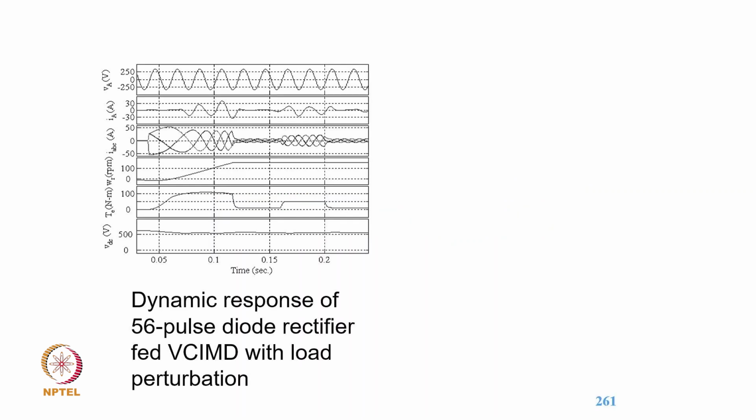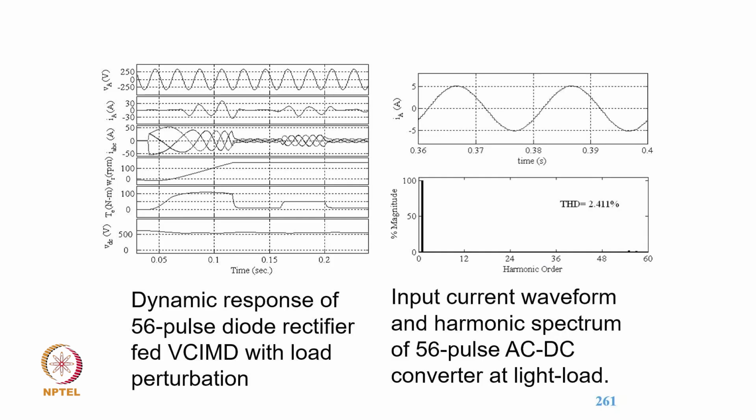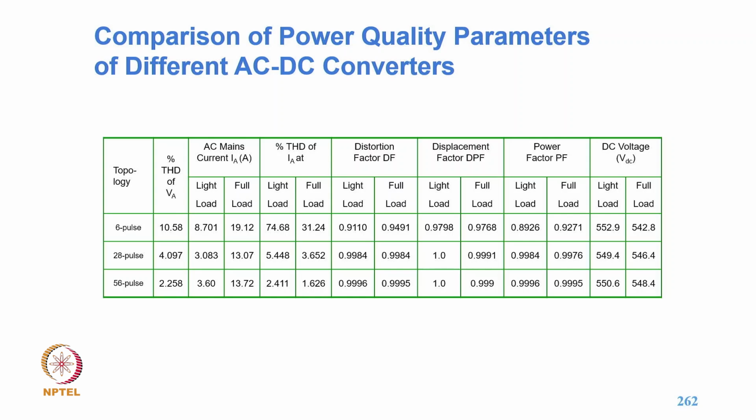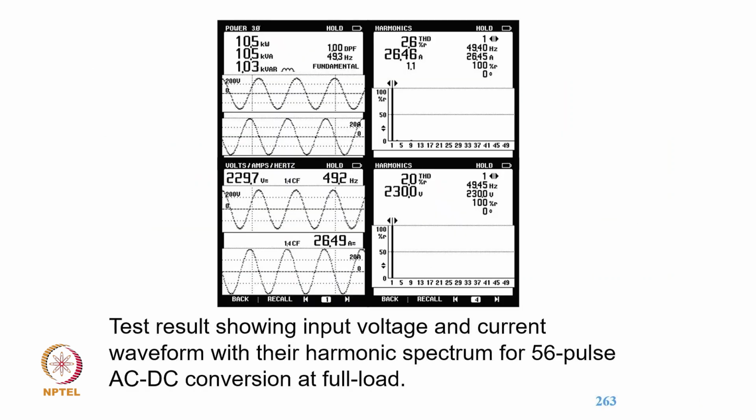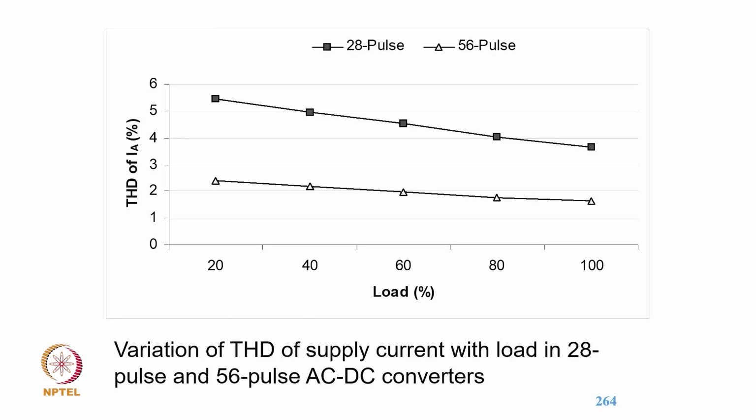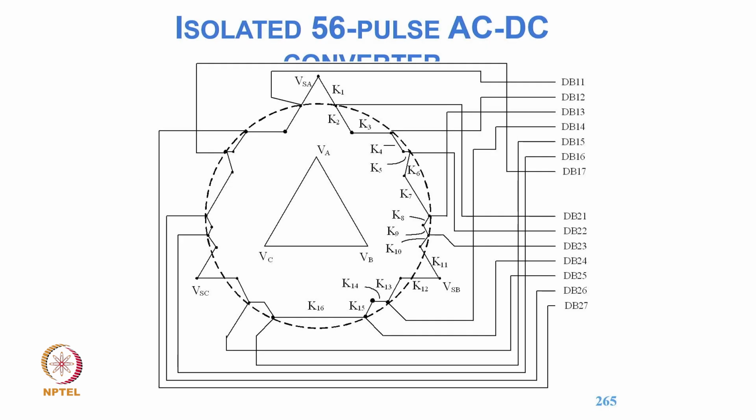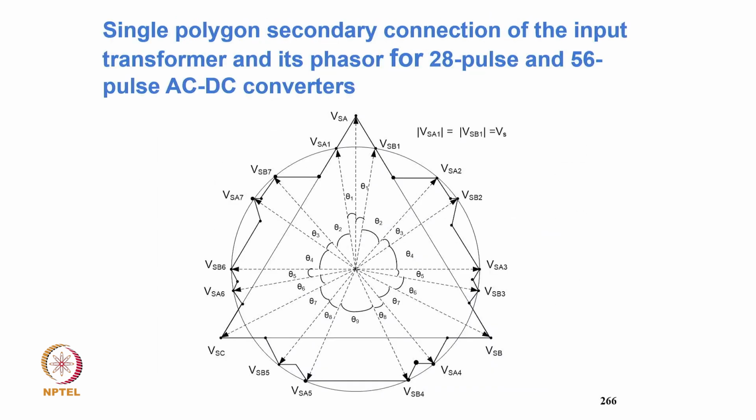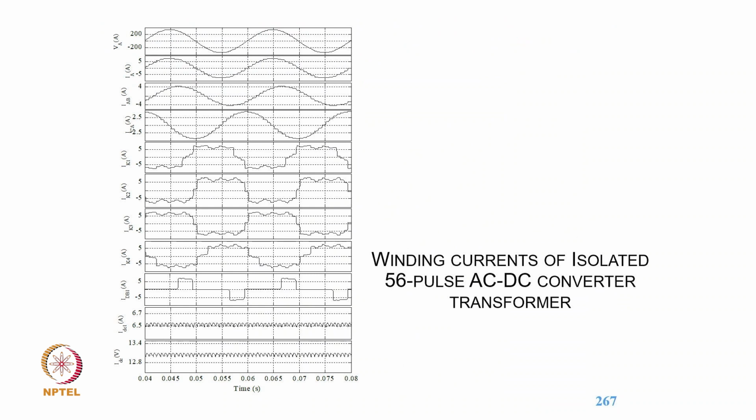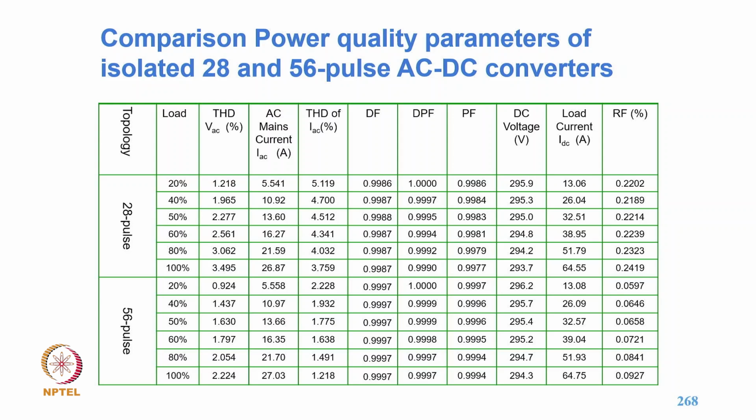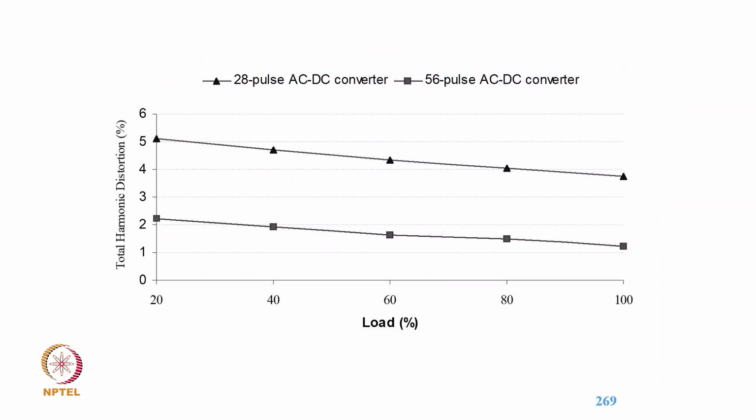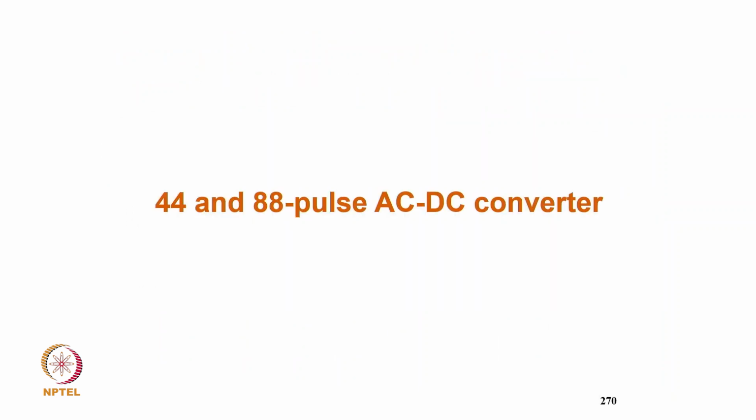Here you can see how the 56 pulse converter supply current is, even during motor starting and load change, and then the TAD comes to 2.41%. You can see how it varies from 6 pulse, 5.4%, and 28 pulse to 2.41% for 56, and yearly the experimental TAD of this 56 comes to 2.6%, and from the TAD of 28 to 56 pulse, it reduces to almost half. And this is the design typically of your transformer isolated, and how the different winding currents sum up to 56, and the TAD reduces to around 1.218% for this 56, and then the typical harmonic distortion.